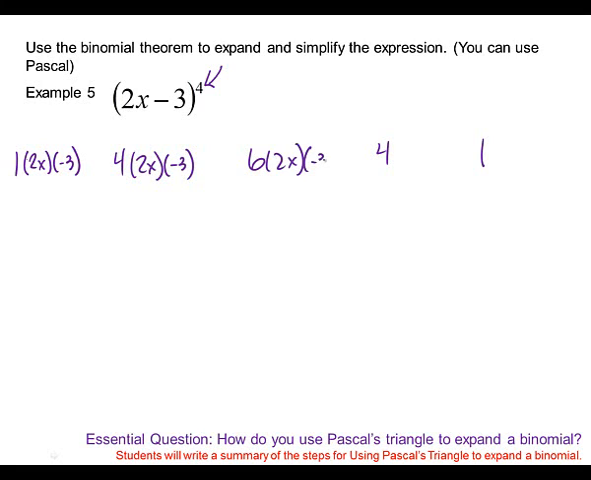So 2x negative 3, 2x negative 3, 2x negative 3. All right. What's my first exponent on my 2x? 4, 3, 2, 1, 0. Now what's my first exponent on this 3 down here? 4 again. 3, 2, 1, 0. I'm going to give everybody about 20-30 seconds to get caught up.